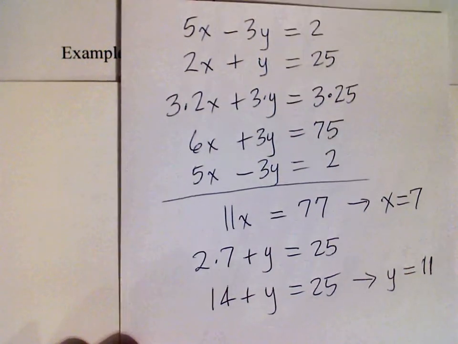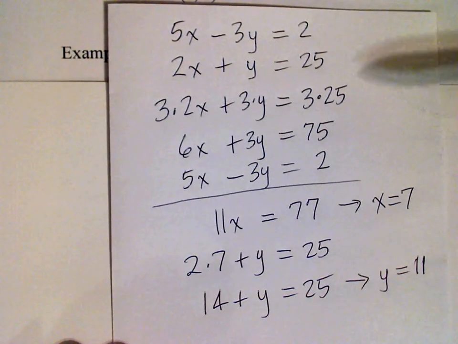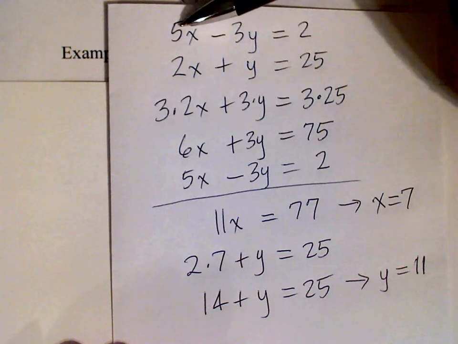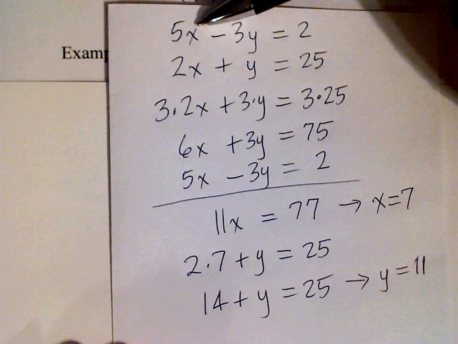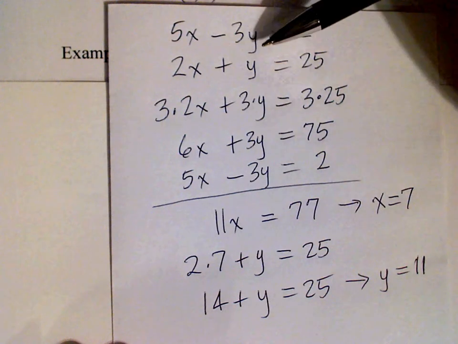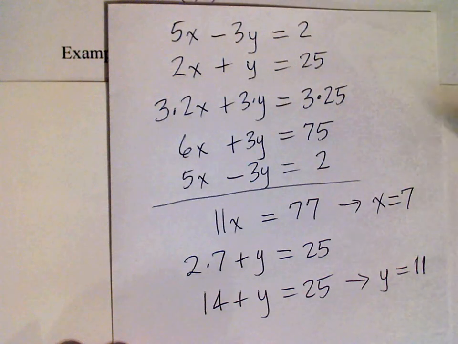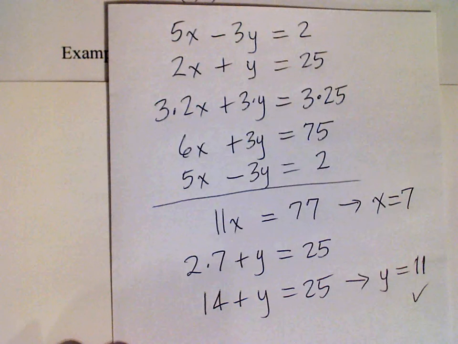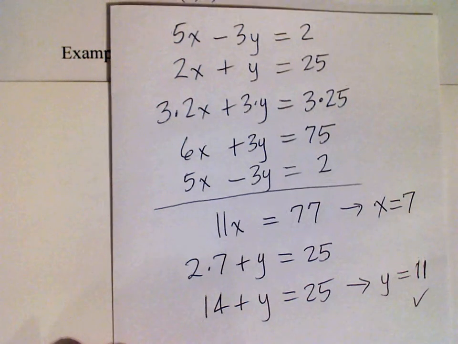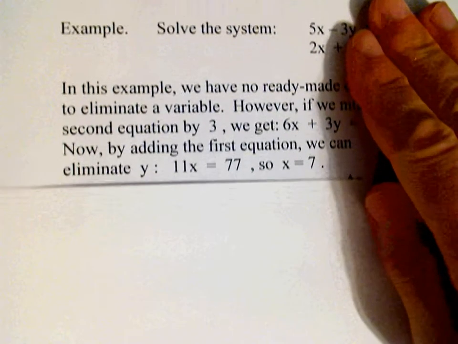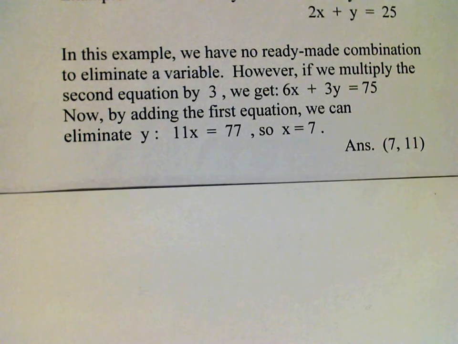And just as a check, let's go back to the first equation to see that that equation is also satisfied by this solution. If x is equal to 7, then 5 times 7 is 35. y is 11, 3 times 11 is 33. 35 minus 33 is 2. So that gives us a check. And our solution is x equal to 7, y equal to 11. And again, the solution is outlined here in the notes.